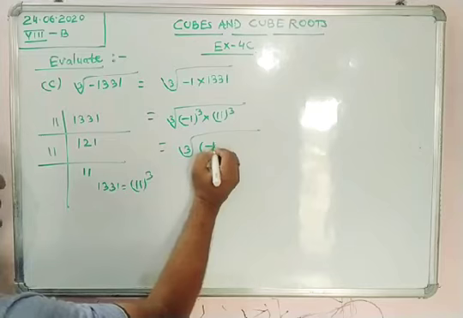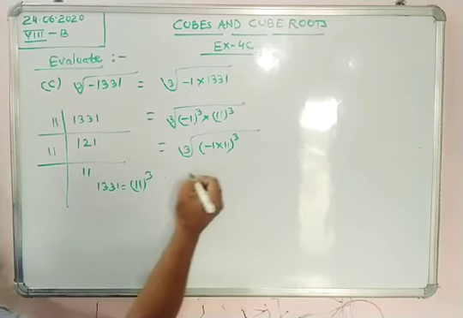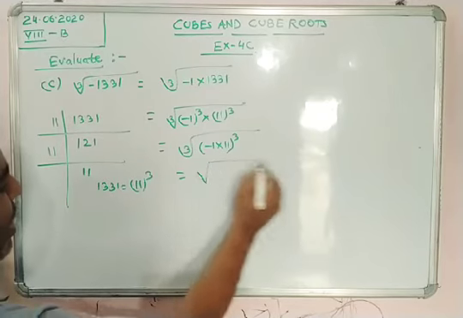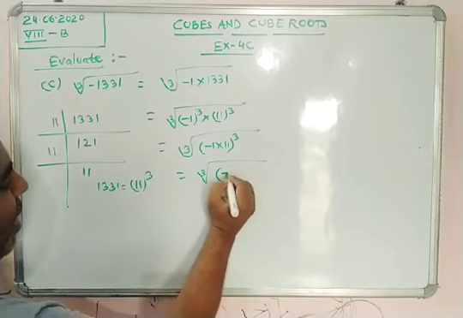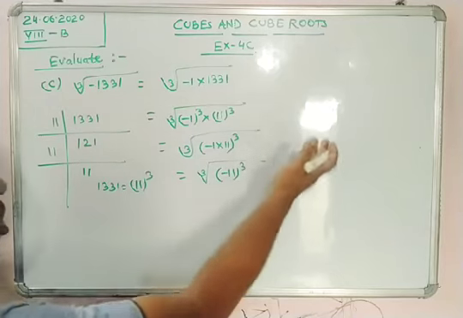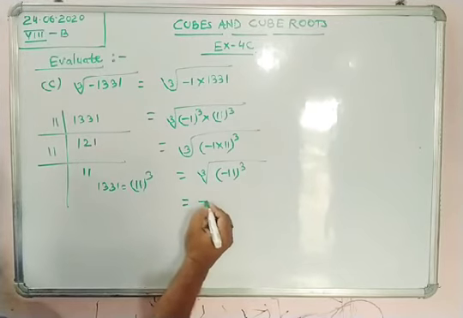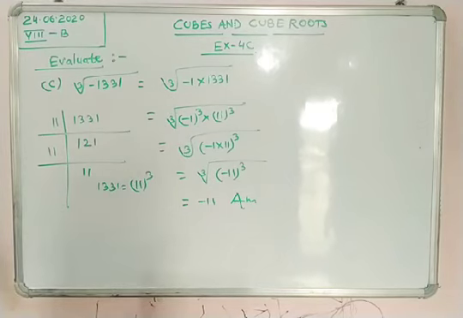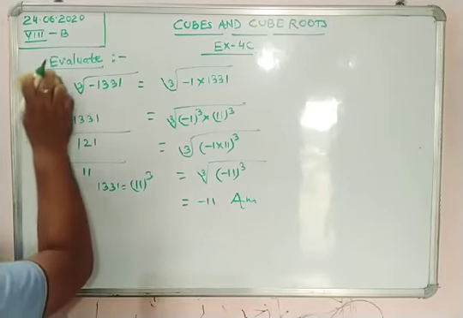Now, minus 1 into 11 to the power 3. So students, what can we see here? We can see the cube root of minus 11 to the power 3. This 3 and this 3 will get cancelled, as I have just told you, by using the exponential rule. So minus 11 is your cube root for minus 1331. I hope you have understood this question number C. Now question number E. Let's see how we can do question number E.